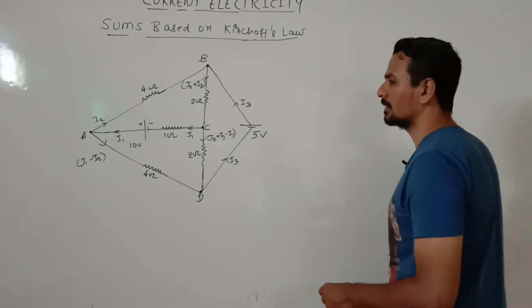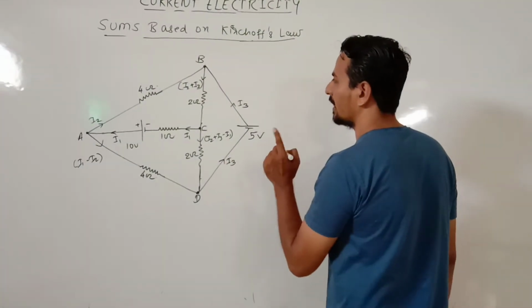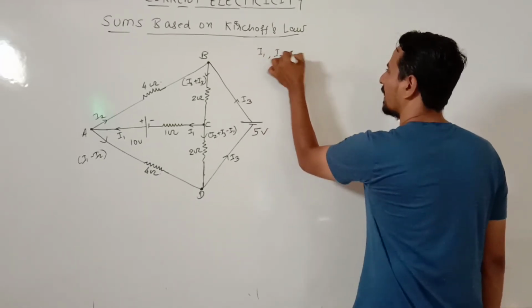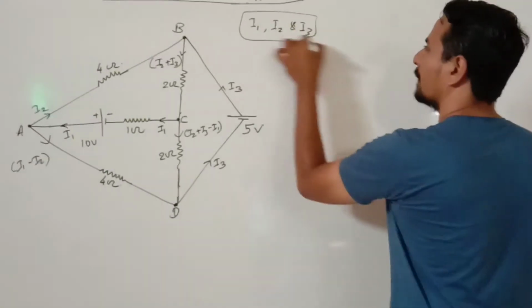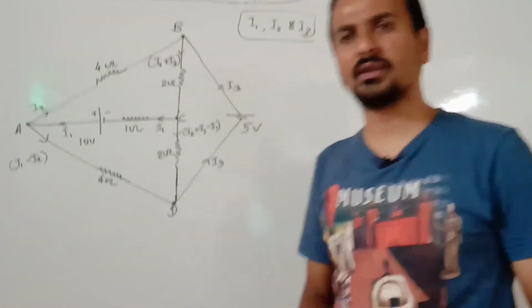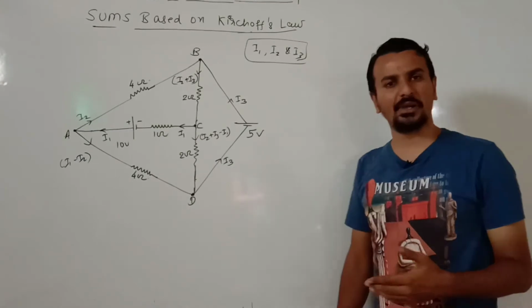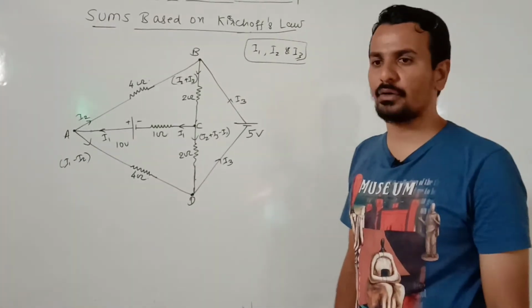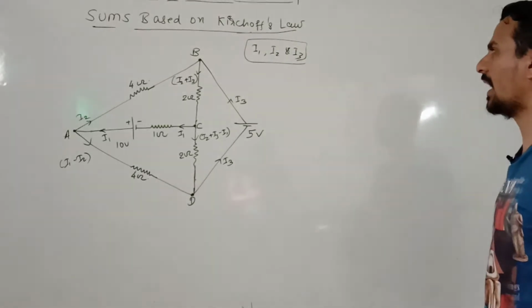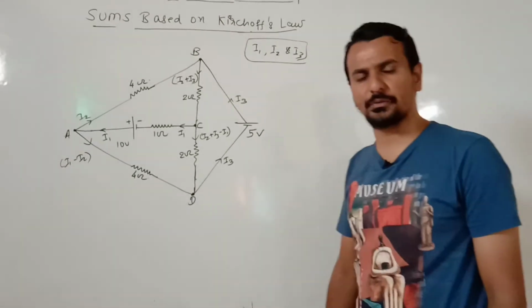Basically there are three unknowns in our network: I1, I2 and I3. So it is very clear that we need to make three equations, because the number of unknowns must equal the number of equations. Only then can you solve for the unknowns, right? So I1, I2, I3 are the three unknowns. So we'll take three loops.